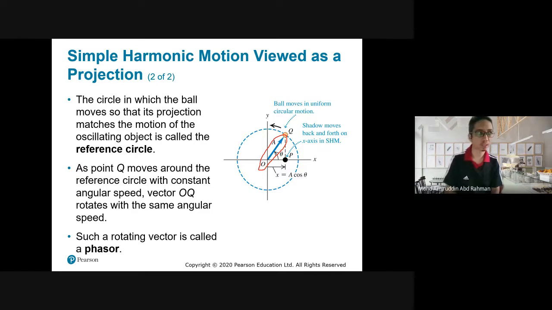You will learn more details on how to solve phasors during the electronics subject later, in PHY3306. So that is a phasor.